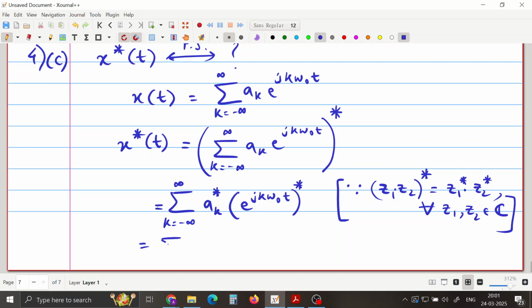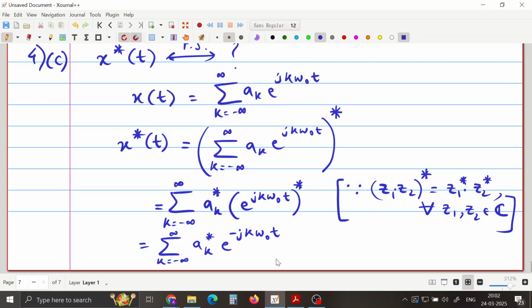So what are we getting here? k running from minus infinity to infinity, a_k star e power minus jk omega naught t, because the complex conjugate of e power jk omega naught t is simply e power minus jk omega naught t.